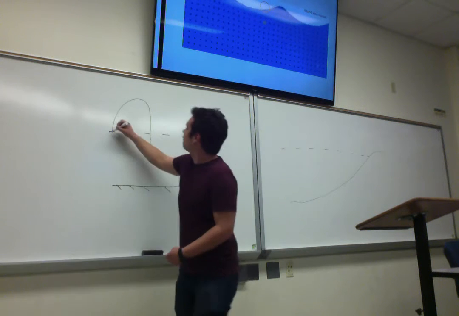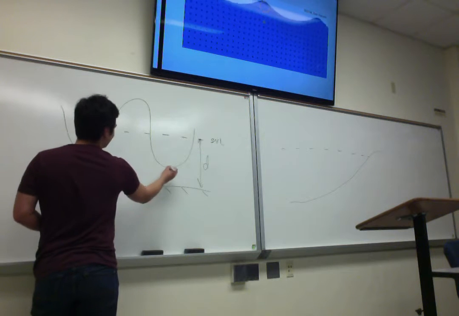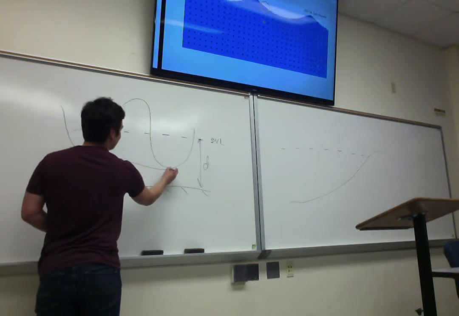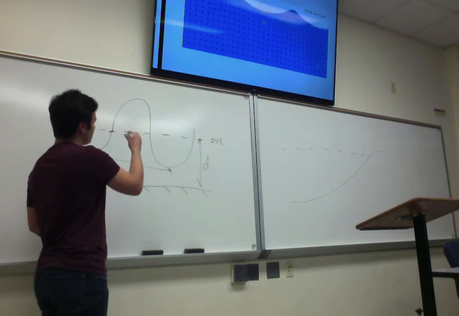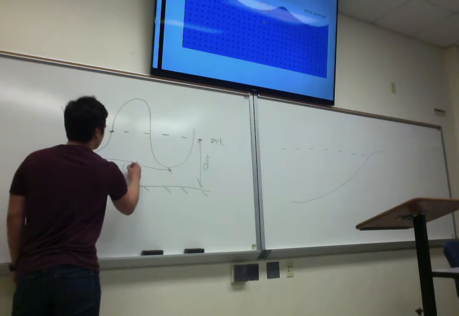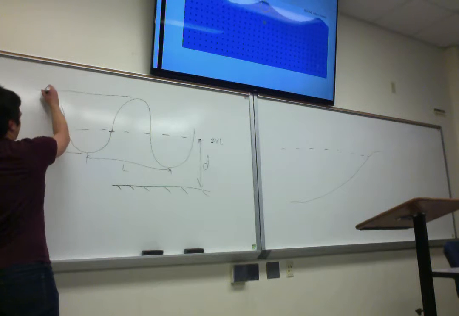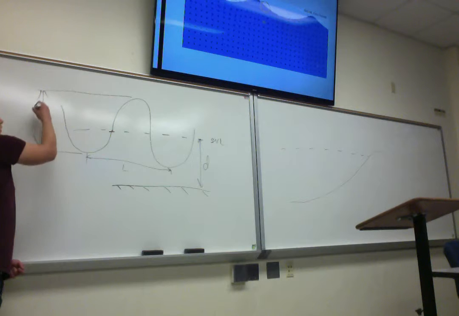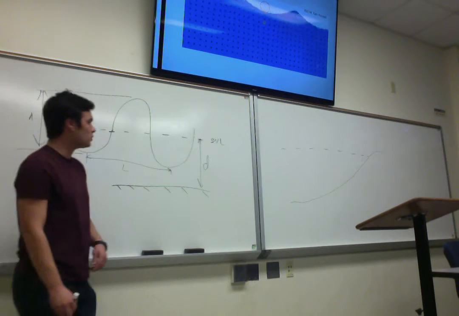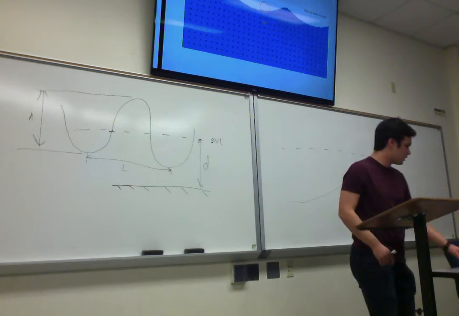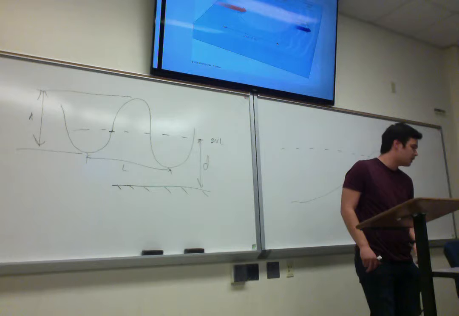Lastly, we have the wavelength, and that's just the distance from either the bottom to bottom of a wave or the top to top of a wave. And then we also have the wave height, and that is going to be the distance from the top of a wave to the bottom. With this, we can learn about the journey that a wave will take, starting with the generation.